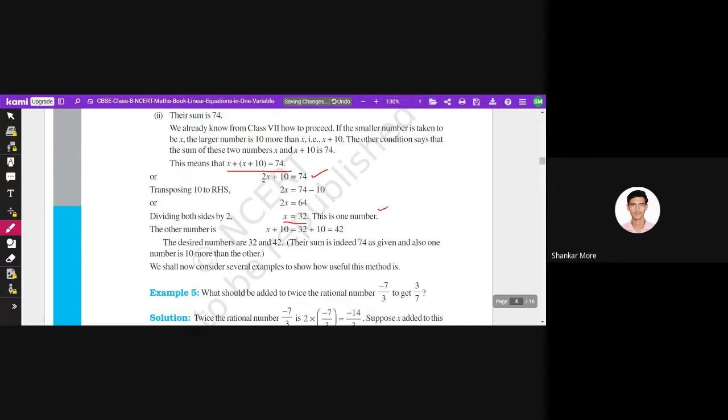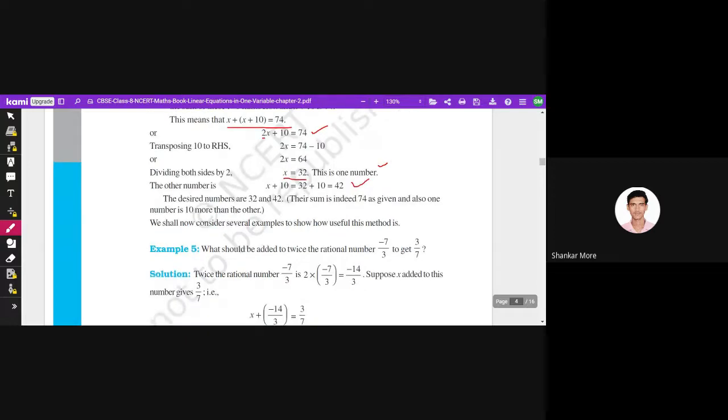If our first number is 32, so what was the second number? The second number was x plus 10, that means 32 plus 10, so that is 42, correct? So the desired numbers are 32 and 42. The sum is indeed 74 as given, and also one of the numbers is 10 more than the other. That means both our conditions are satisfied by these two numbers, right? If you add 32 and 42, you will get the sum as 74, and if you subtract 32 from 42, you will get the difference as 10, right?